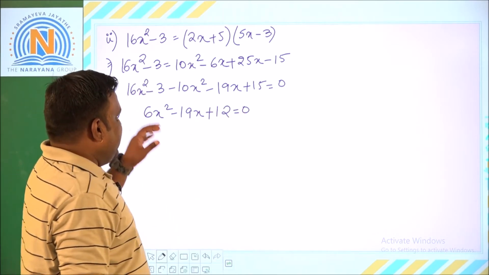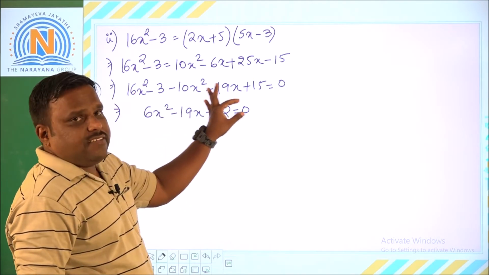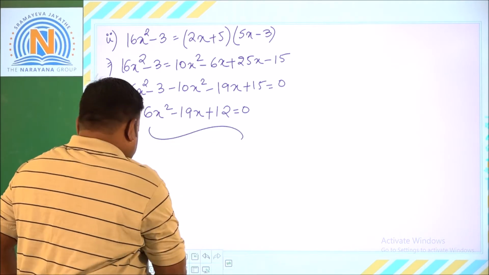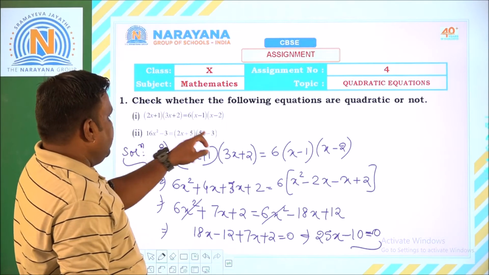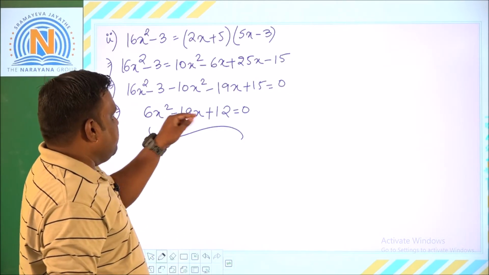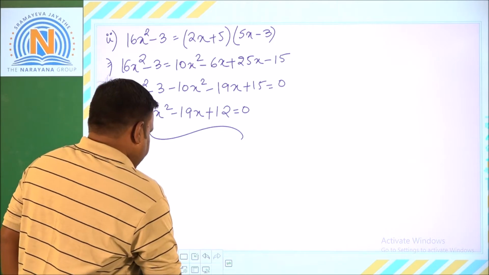Here we can see the equation we got is in the form of ax square plus bx plus c equal to 0. Hence the second one is a quadratic equation. So the second one comes under quadratic, as we got the value as 6x square minus 19x plus 12 equal to 0. Now coming to the next question.